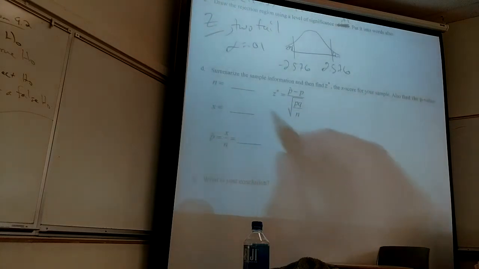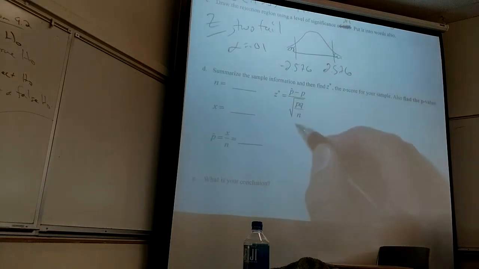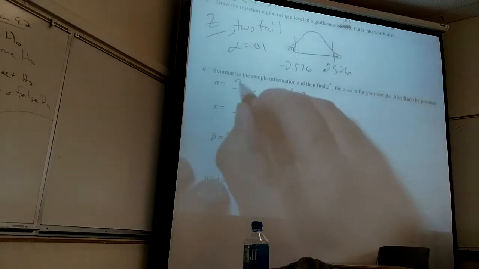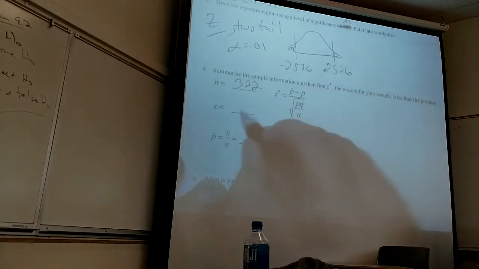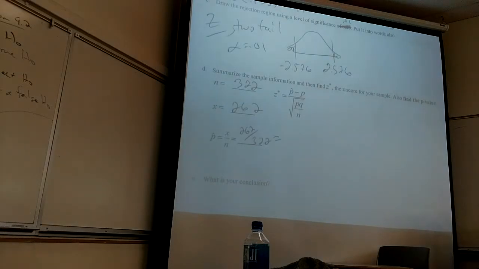All right, part D, summarize the sample information. Here's that formula we talked about a minute ago. So what's n? That's right, 322. What's x? The number of successes. 262, I like it. So what's p hat? 262 divided by 322. Let me get my calculator so I don't have to suffer through the stuff from earlier. What do you guys get? 0.81. Almost. 0.814. Yeah.